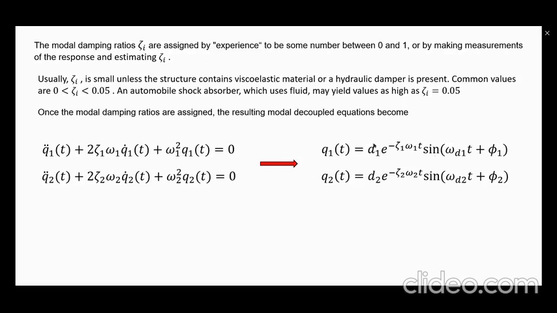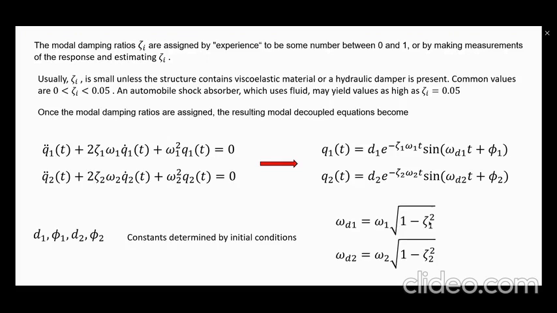Now, of course, little d1 in the front and little phi1 in this argument depend on the initial conditions, and the same thing with the second equation. You look at the second equation right here. The solution to this is right there, okay? And d2 and phi2 depend on the initial conditions.